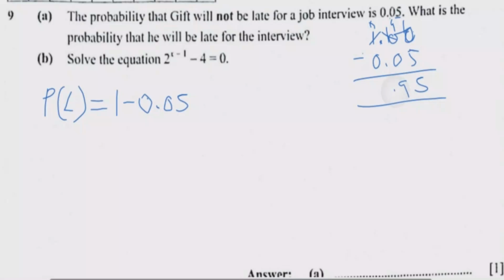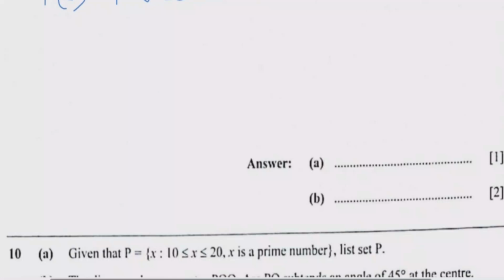And then we have a decimal point. 0 minus 0 will be 0, because that is the whole number 0. So the answer is 0.95. So the probability that Gift will be late for the job interview is 0.95. So I can come here and record my answer: 0.95. That is the probability of Gift being late for the job interview.